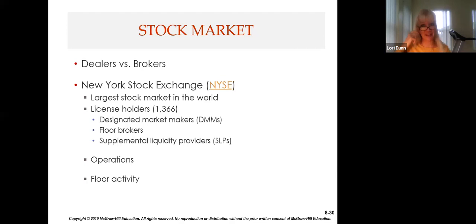What does that mean? If a DMM is managing Walmart, the floor broker has an order from a customer to purchase or sell Walmart stock. They're coming over to the DMM and trying to find the other side of the transaction. So that's what the DMM is doing, bringing those two groups together, the floor brokers that are buying and selling for customers. A lot of this can be done electronically.